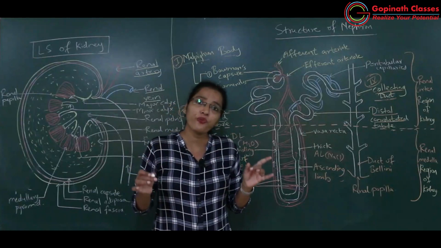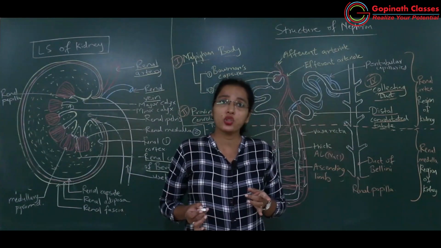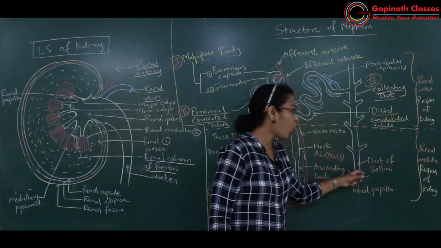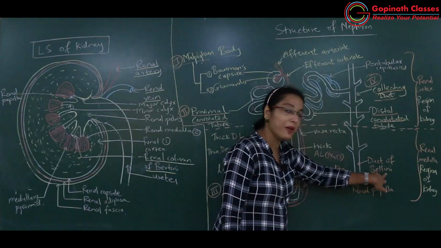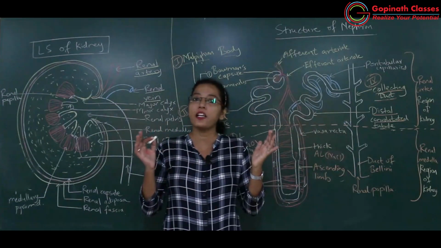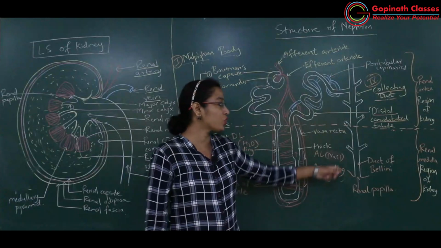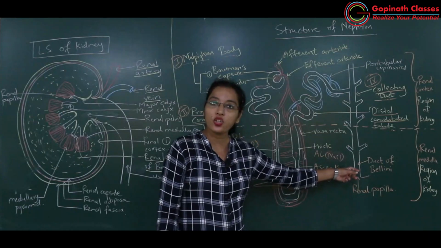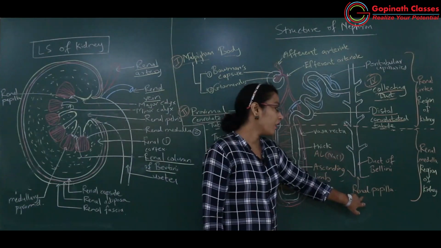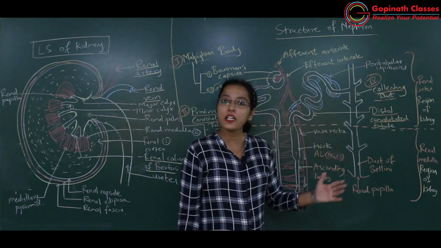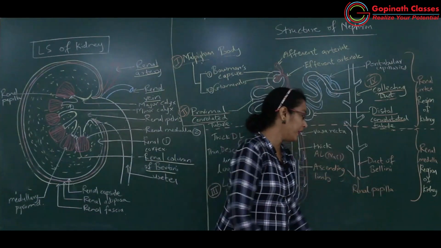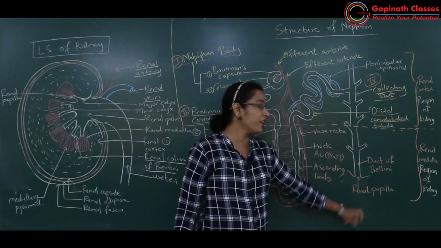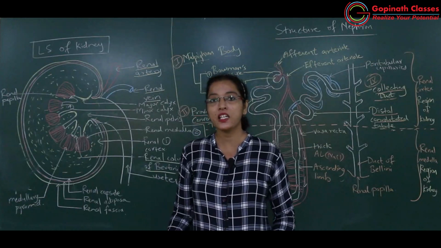Likewise, millions of nephrons are present in each kidney. So many collecting ducts will be opening in the common duct, that is the duct of Bellini. So there will be many such collecting ducts in the kidney which open in the duct of Bellini, and this duct of Bellini will then open in the minor calyx through the renal papilla. So this is the renal papilla, and through the renal papilla the urine will enter the minor calyx.